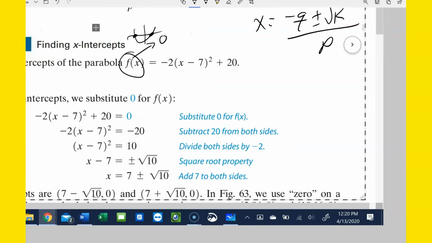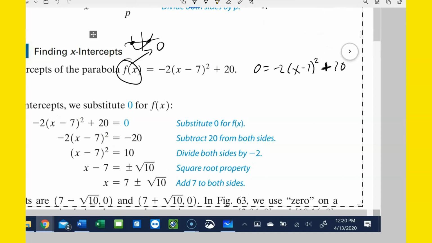I'm still solving it the same way I did. I'm going to put 0 here. 0 equals negative 2 times x minus 7 squared plus 20. If you wanted to put the equals 0 on the right side instead of over on the left, that's totally fine. Doesn't matter. So I'm going to get rid of that plus 20 first by subtracting 20 from both sides. That gives me negative 20 equals negative 2 times x minus 7 squared.